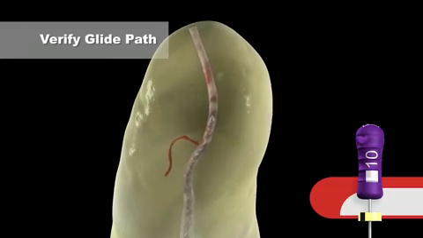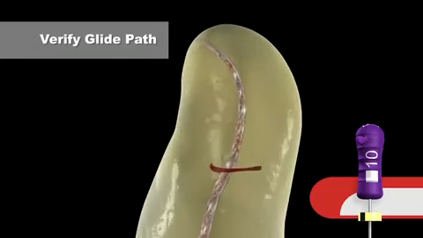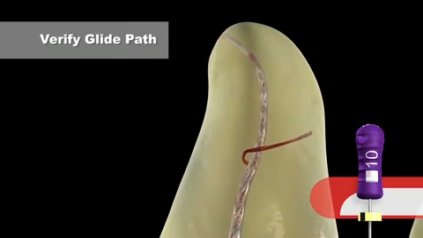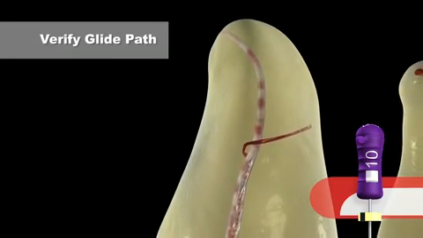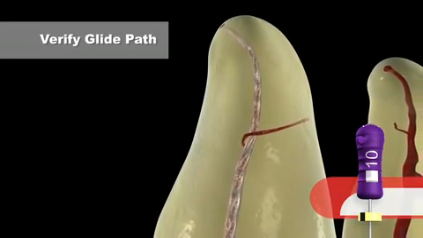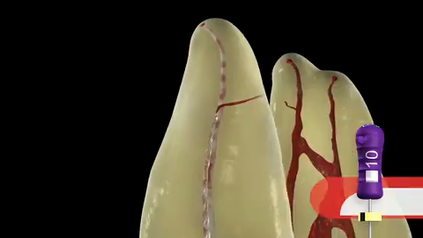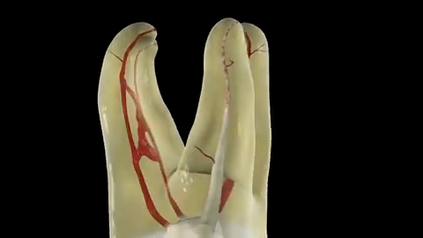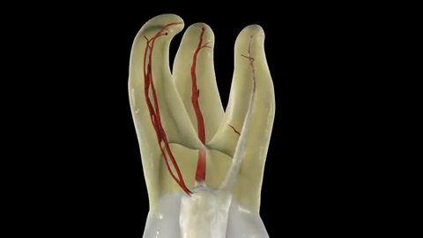Now let's check the glide path. To verify the glide path, pull the file progressively out of the canal in ever-increasing amplitudes, and if the instrument can slip and slide and glide over the apical one-third, not only do you have a glide path, you own the glide path, and in this instance, the glide path can be expanded with ProGlider.